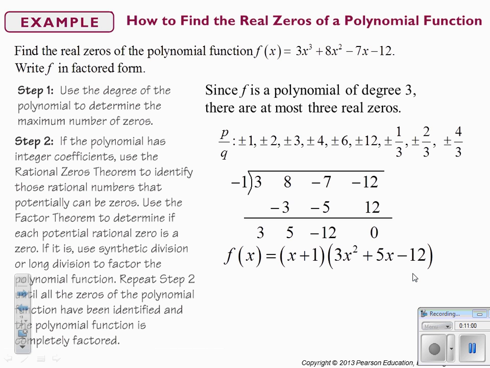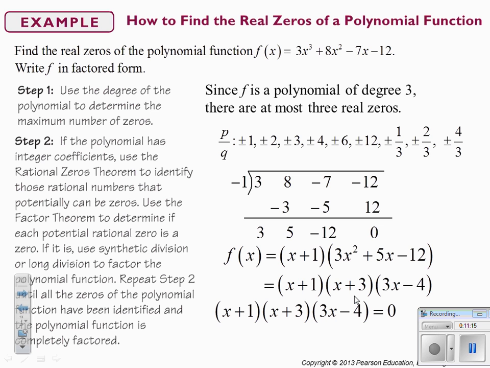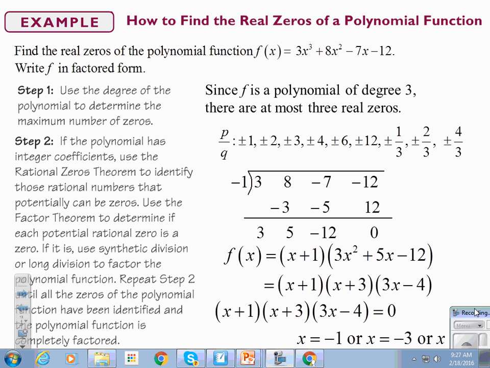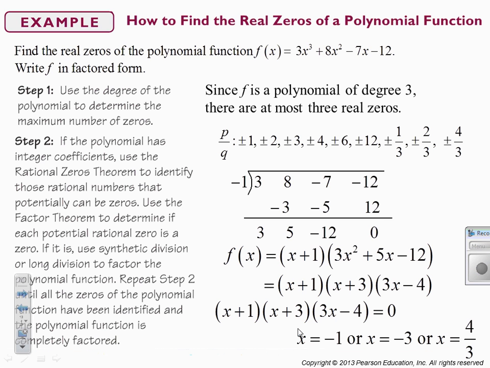And you get x plus 1 times 3x squared plus 5x minus 12. You can factor 3x squared plus 5x minus 12 as x plus 3 times 3x minus 4. You set those equal to 0 to find your zeros, and you get that there is a zero at negative 1, negative 3, and 4/3.